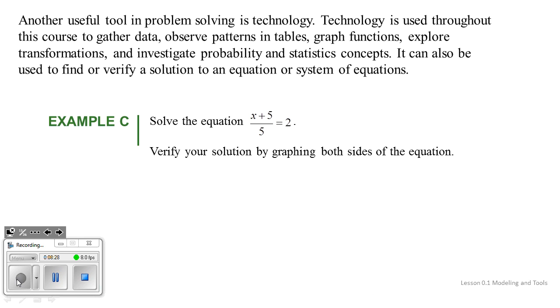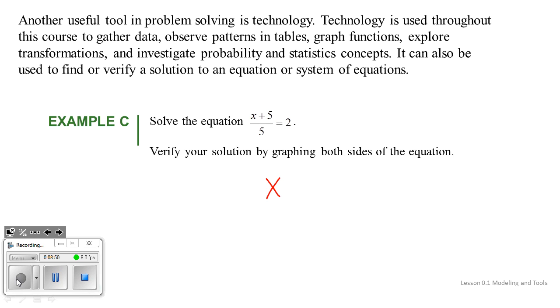Let's try another one. All right, so solve the equation (x plus 5) over 5 equals 2. We're going to use some technology for this, so I want you to take out your graphing calculator. We're going to solve this, and we're going to verify that solution by graphing it. And that's another model. Entering this into your graphing calculator, seeing the graph on your technology, that's another model.